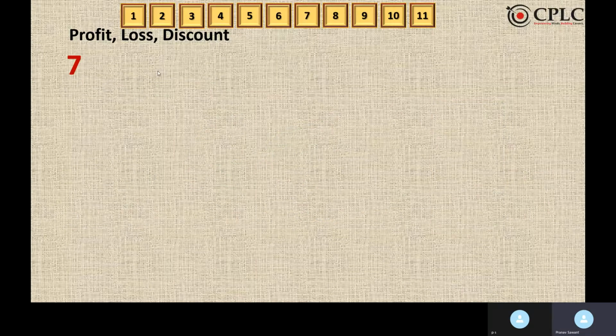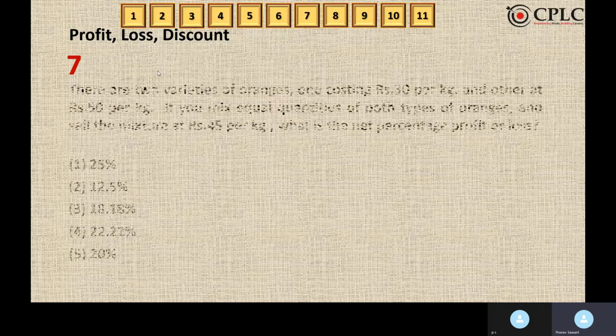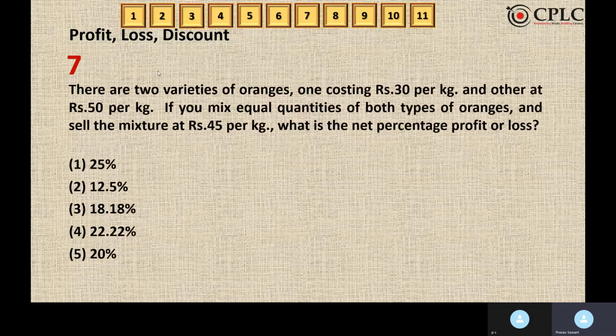There are two varieties of oranges, one costing rupees 30 per kg and the other at rupees 50 per kg. If you mix equal quantities of both types of oranges and sell the mixture at rupees 45 per kg, what is the net percentage profit or loss?